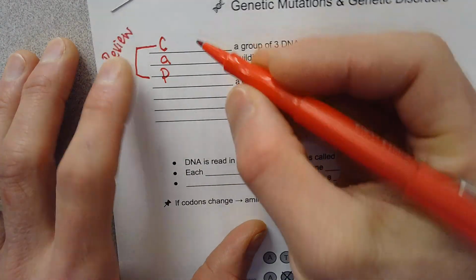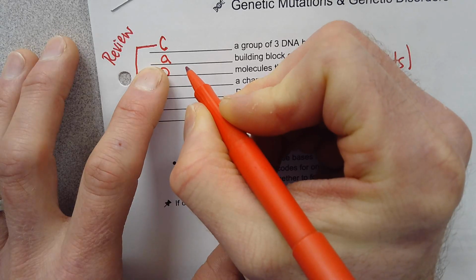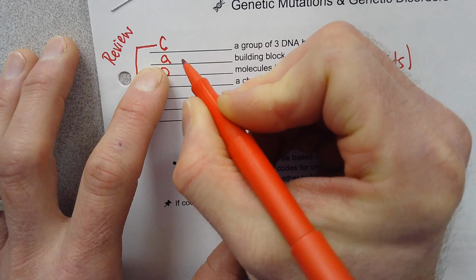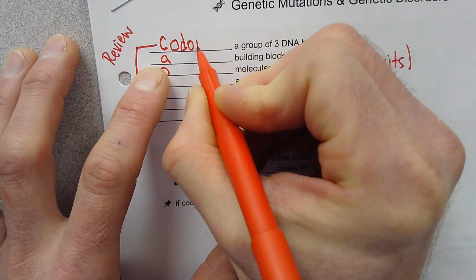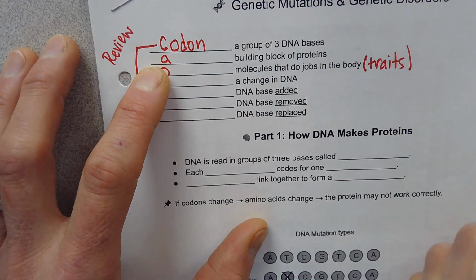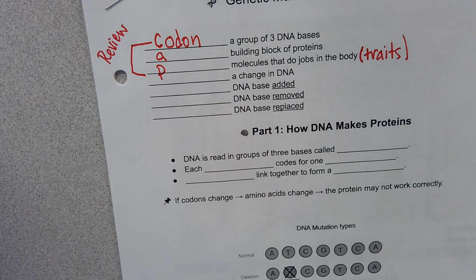All right. What does the C stand for? Codons. Those group of three things coming in. Remember, yesterday we practiced doing those in groups of three. We had the gray one, the white one, the gray one, the white one.